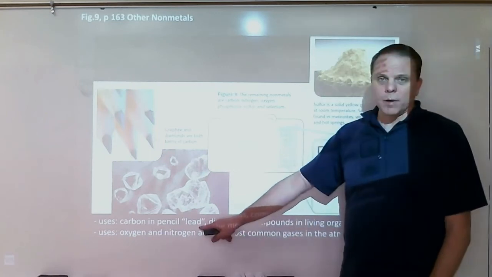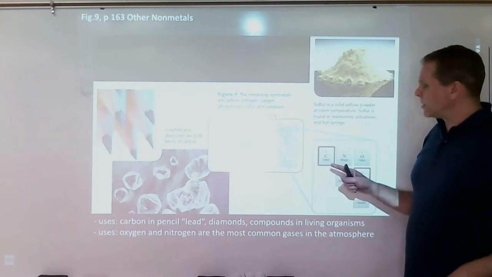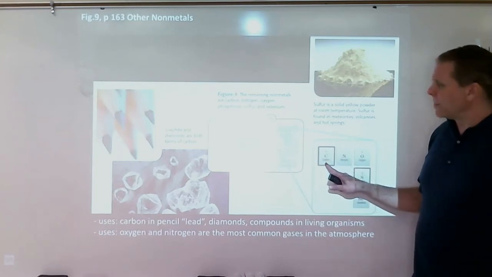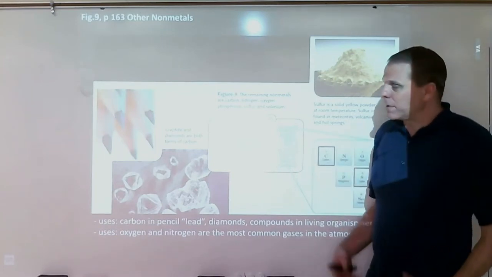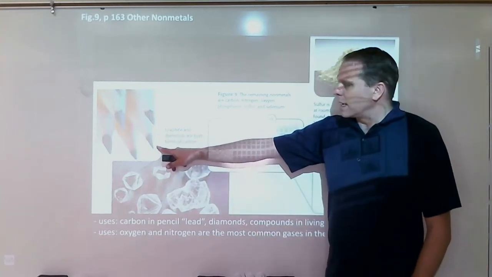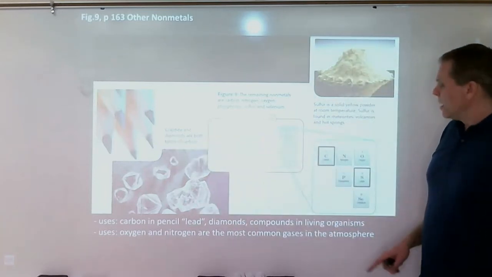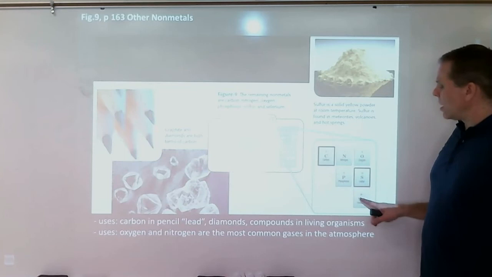Carbon is probably the most ubiquitous of these, right? We find carbon in everything. Organic compounds are compounds that have carbon in them. And you and I are made up of carbon, right? Lots and lots of carbon inside of our bodies, as well as things like the graphite in a pencil and the diamonds that we have are all made of carbon.